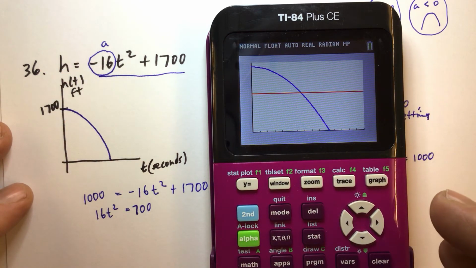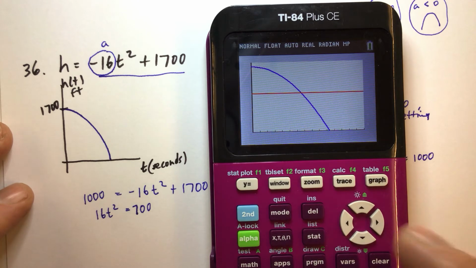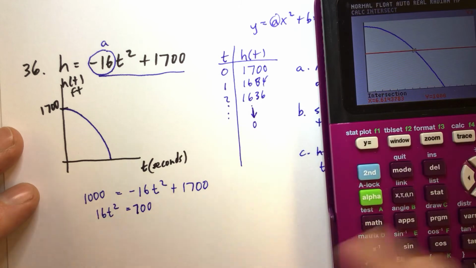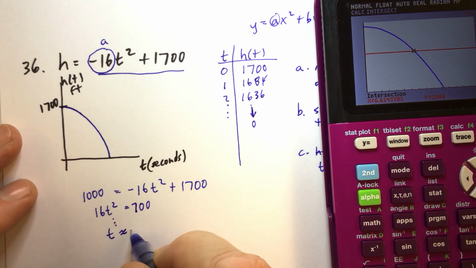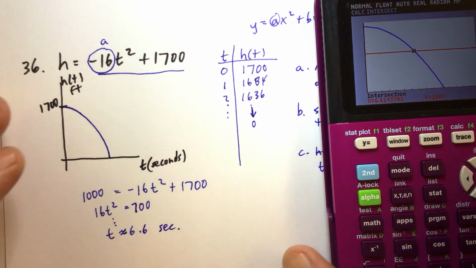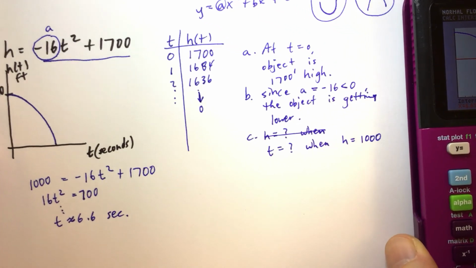And if we figure out where they intersect, we would see that they intersect when x is about 6.6. So when t, we can use our calculators for this one, t is about 6.6 seconds. So at about the 6.6 second mark, the h is going to be 1,000.